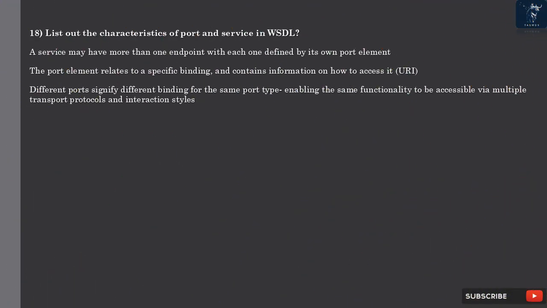18. List out the characteristics of port and service in WSDL. A service may have more than one endpoint, with each one defined by its own port element. The port element relates to a specific binding, and contains information on how to access it, URI. Different ports signify different bindings for the same port type, enabling the same functionality to be accessible via multiple transport protocols and interaction styles.